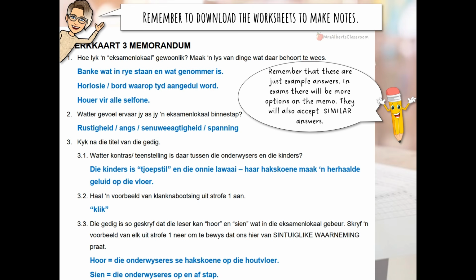Nommer 3, kyk na die titel van die gedig. Watter kontras of teenstelling is daar tussen die onderwyser en die kinders? So, when you look at the title of the poem, it says EKSAMENLOKAAL. Then, when you look at the first stanza, you will see that there is a contrast between the children and the teacher. What is that contrast?